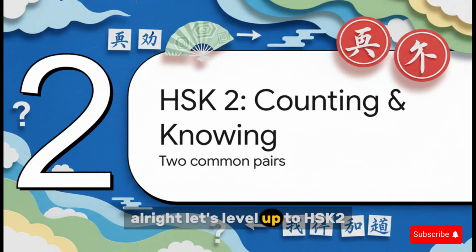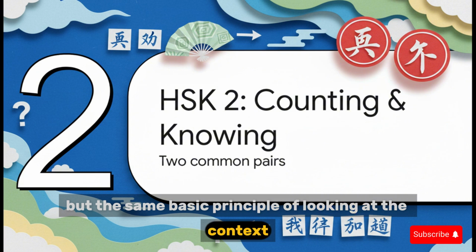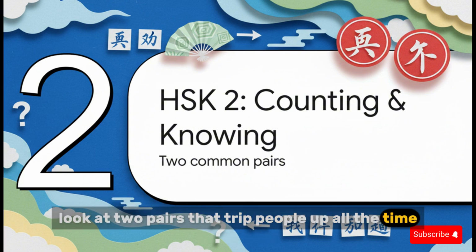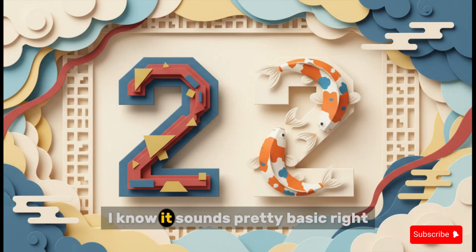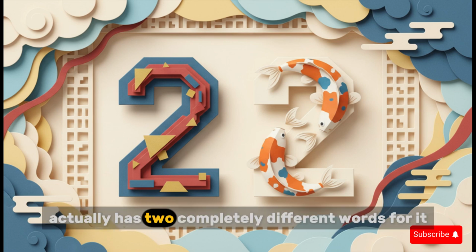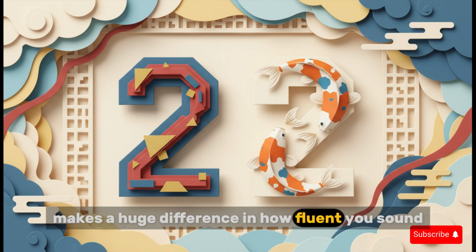All right, let's level up to HSK2. At this stage, the words can get a little more nuanced, but the same basic principle of looking at the context still applies. We're going to look at two pairs that trip people up all the time: how to say "to" and how to say "to," no. Yeah, I know. It sounds pretty basic, right? The number two? But Chinese actually has two completely different words for it, and you can't just swap them. Getting this little detail right makes a huge difference in how fluent you sound.